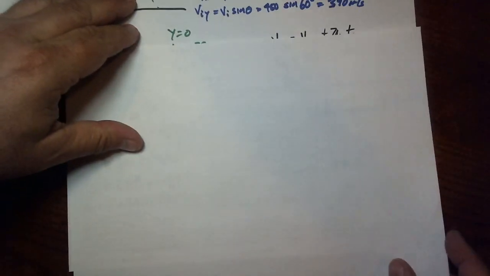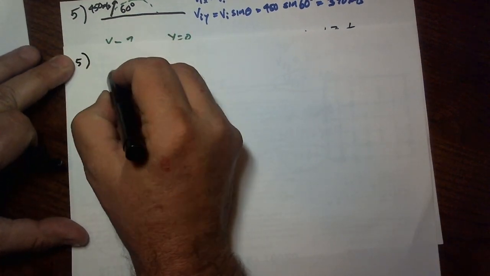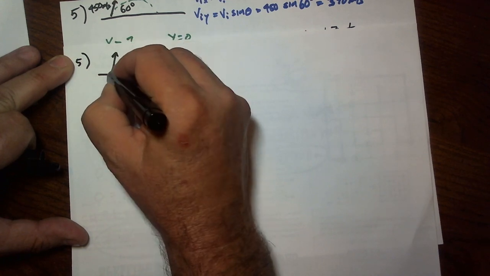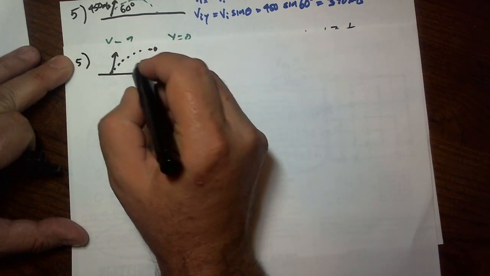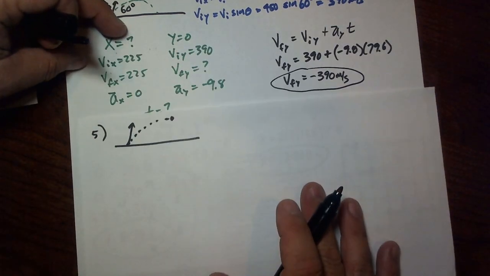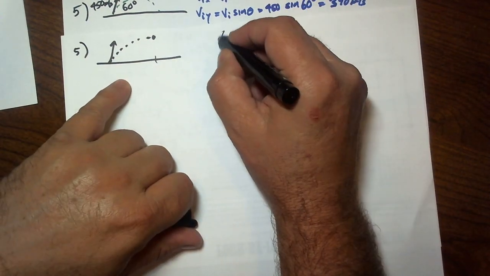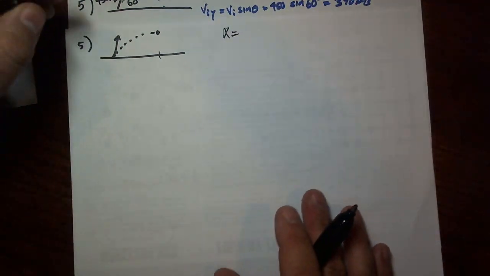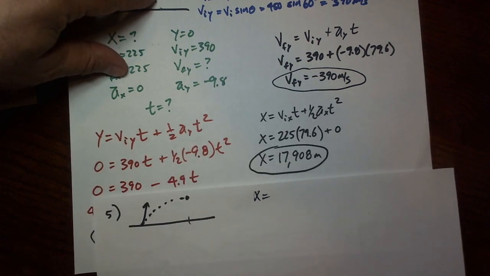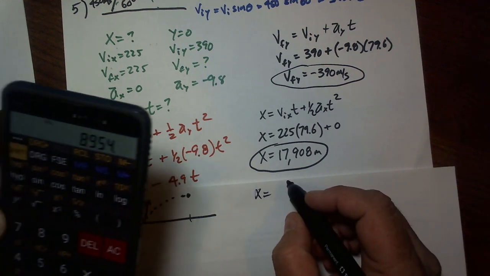I'm going to go ahead and just cover this up here and say we're still working on number 5. But now we're going to address the question of what happens if we let the cannonball just go to its highest point. For that, we need a new list of knowns and unknowns. It's very similar to the other list, but now the x position is going to be half of what it was before. So half of 17,908 is 8,954.